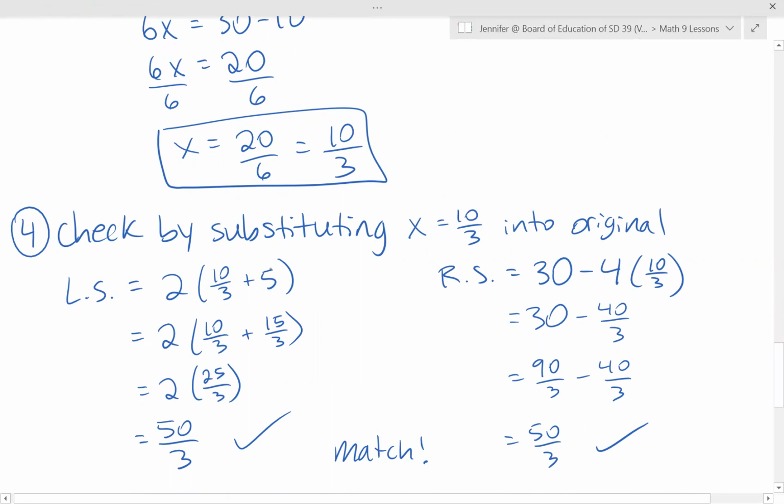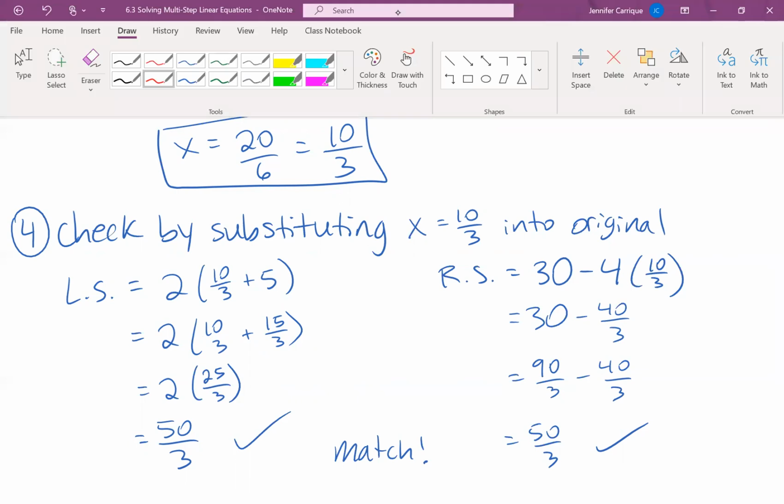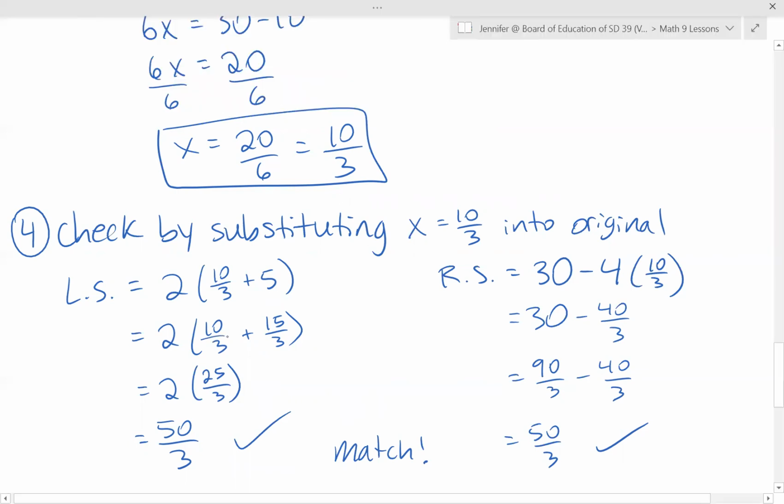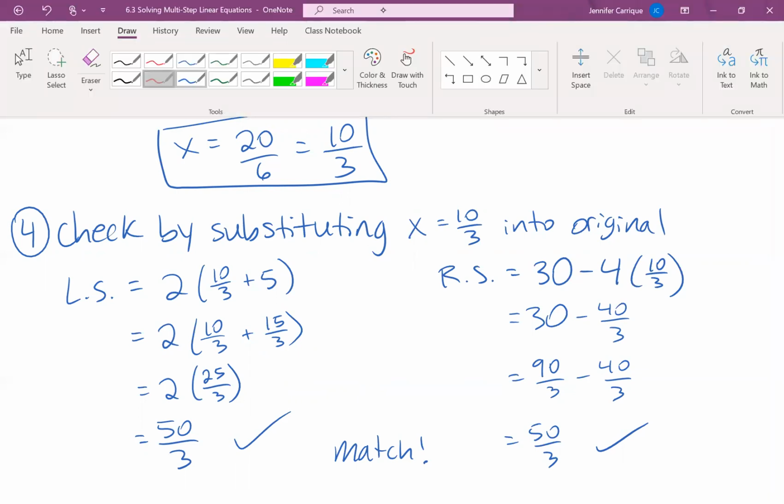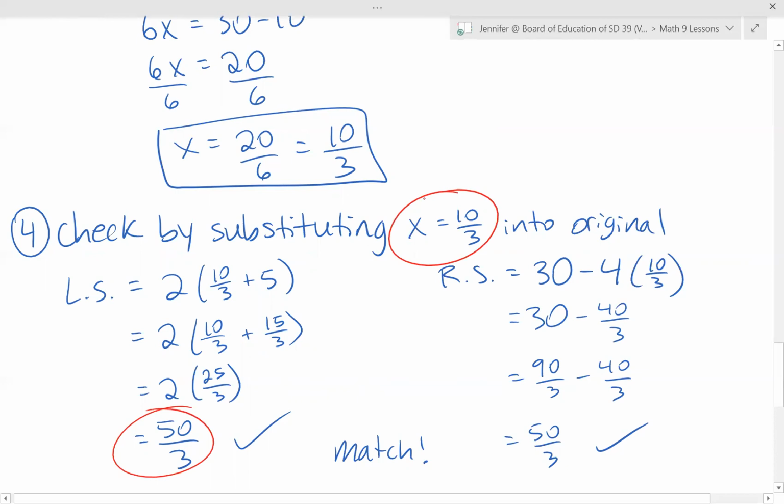So we'll do a bit of math here. 5 becomes 15 over 3 so that they have a common denominator. Then I combine the numerators. 10 plus 15 is 25 over 3. Do my final multiplication, I get 50 over 3. So no, you're not trying to see if this equals what you just found. That's irrelevant. What we're trying to see is if left side equals right side.